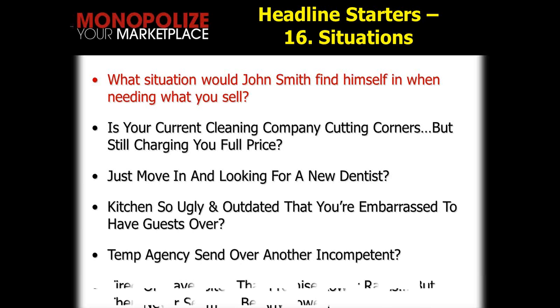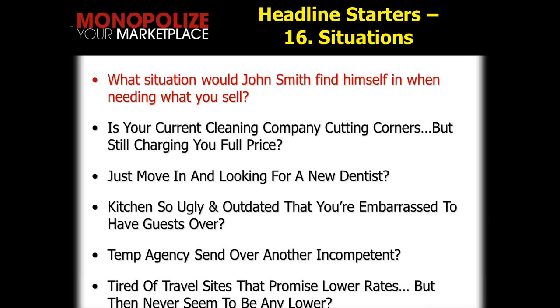Let's say that you were running a travel site and you were able to place ads online that were keyword or context oriented. In other words, if somebody was searching a travel site, then that keyword for travel would let them know to run your ad. And you ran your ad and it said, are you tired of travel sites that promise lower rates but then never seem to be any lower? And people would see that and they would be in the situation where they were having that thought. Maybe not consciously, but when you put it into words, they might say to themselves, yeah, I am.